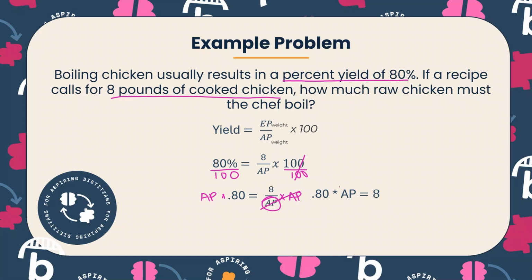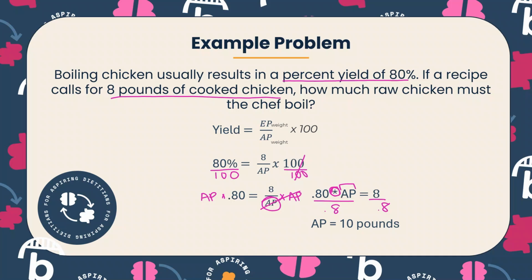But to solve for our as purchased, we have to undo that multiplication, meaning we have to divide both sides by 0.8. And we come up with as purchased being 10 pounds. We need to start with 10 pounds of raw chicken in order to produce 8 pounds of cooked usable chicken, assuming it has a percent yield of 80%. This reinforces how percent yield helps us plan how much we need to buy, and it shows how much of a difference trimming and cooking can make in real kitchen planning.